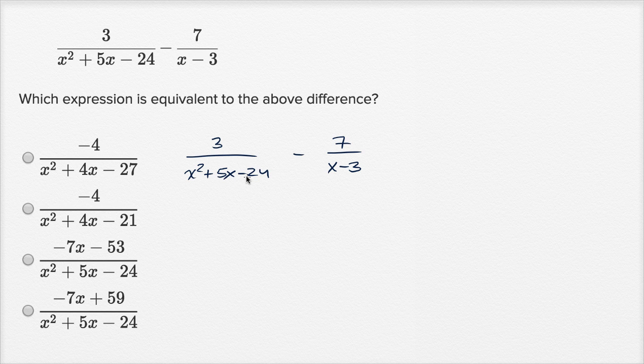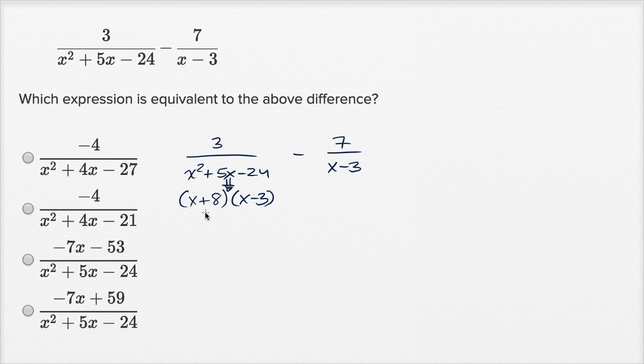So let's see. Negative 3 times positive 8 is going to be negative 24. And negative 3 plus positive 8 is positive 5. So this actually can be factored into x plus 8 times x minus 3. This is what this thing is. And if this step looks unfamiliar to you, I encourage you to watch the video on factoring quadratic expressions.